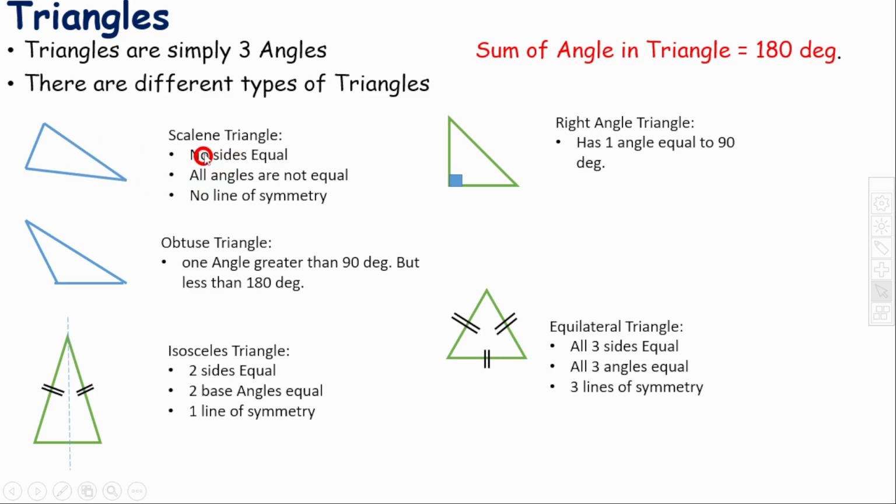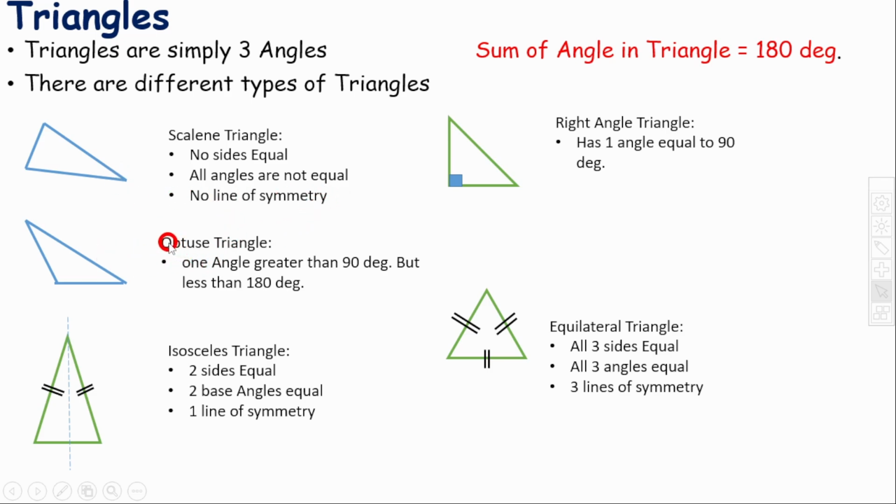The scalene triangle is a triangle that has no sides equal. All the sides are not equal to each other. All the angles are not equal. You can have 30 degrees here, 60 degrees here. That's another thing about the scalene triangle. And it has no line of symmetry. There's no line that you can draw here that will split the plane shape into two equal parts. It's not possible. So it has no line of symmetry.